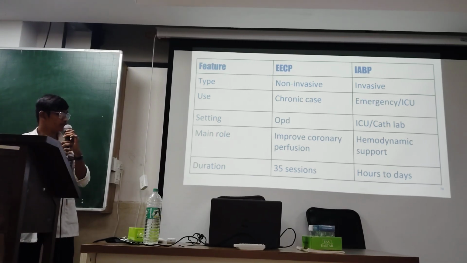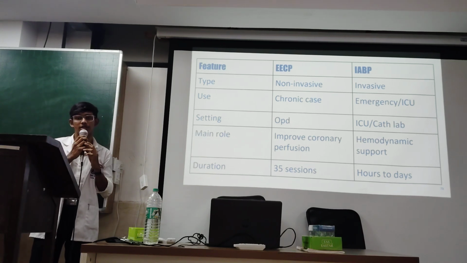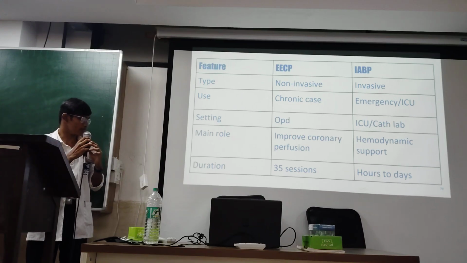The EECP main function and role is to improve coronary perfusion, while IABP main role is to provide hemodynamic support.